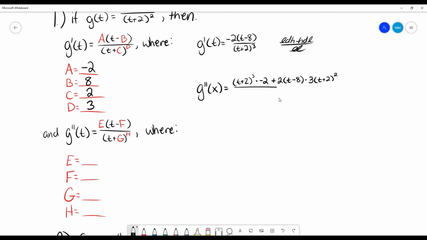All over the bottom squared. And t plus 2 cubed squared is going to be t plus 2 to the 6th, right? Because of our exponent rules, these multiply. And now, once again, I see I've got a t plus 2 term in all of these. In fact, I've got a t plus 2 squared connected to all of my terms, so I can go ahead and factor that out.